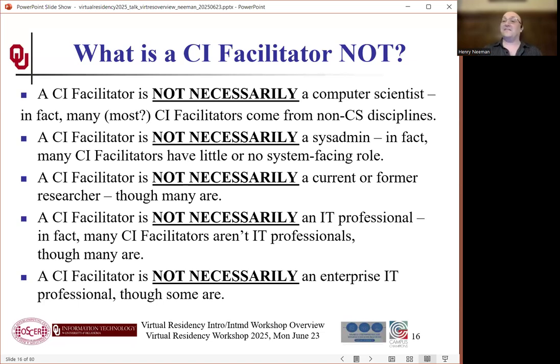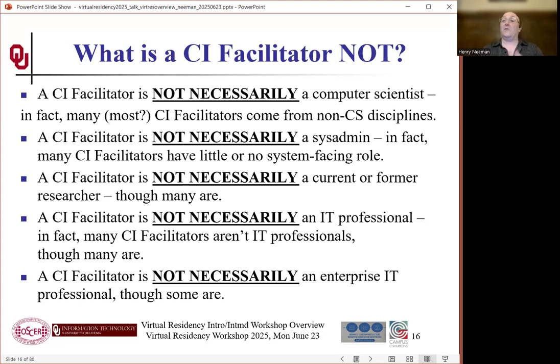A facilitator is not necessarily a computer scientist. In fact, the overwhelming majority of CI facilitators, at least that I'm aware of, come from non-CS disciplines, from everything except CS. My native discipline, my PhD, is in computer science, but that makes me the freak, not the other way around. A CI facilitator is not necessarily a sysadmin. If it's a one-person research computing shop, then yes, they're probably the sysadmin and the facilitator and so forth. They do a little bit of everything. But at most institutions, there's multiple people in these roles, and the facilitator is not typically going to have a system-facing role, or at least not a large one.